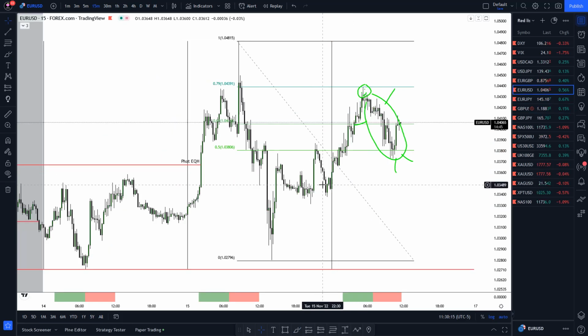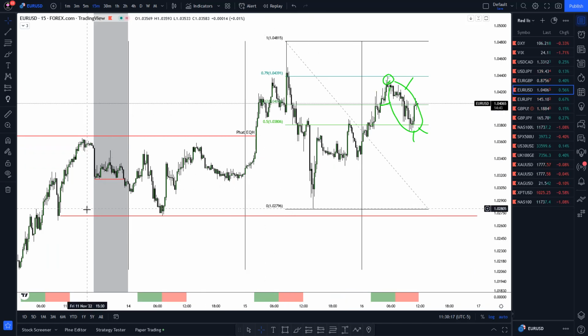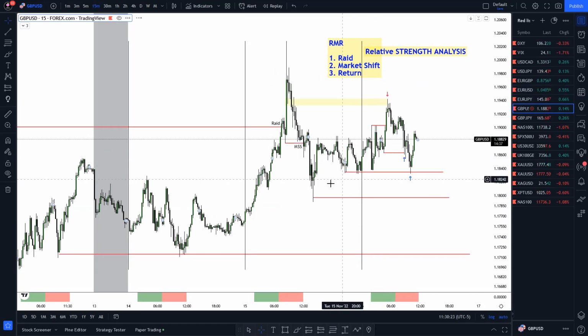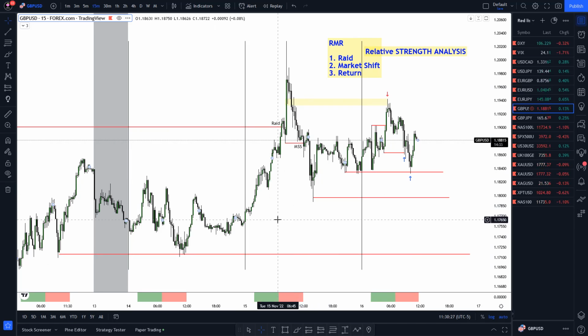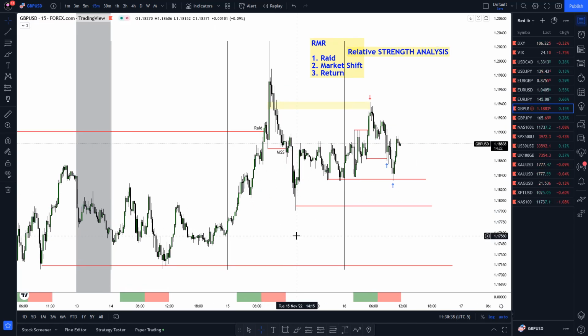Oh, and just another thing I wanted to mention on the euro USD, we have some clean equal lows here. So if we have clean objectives below on the euro USD and clean objectives below on the pound USD, these are correlating objectives, which is just an added confluence if you're looking to short.